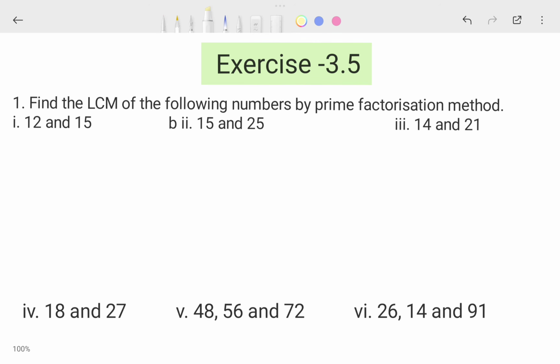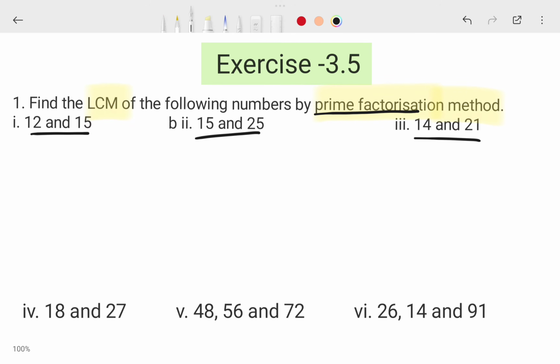The first question is: find the LCM of the following numbers by the prime factorization method. Here we have to find the LCM, the least common multiple. So how will we find the LCM of these numbers by prime factorization? I will teach you this question in a very easy and clear way.